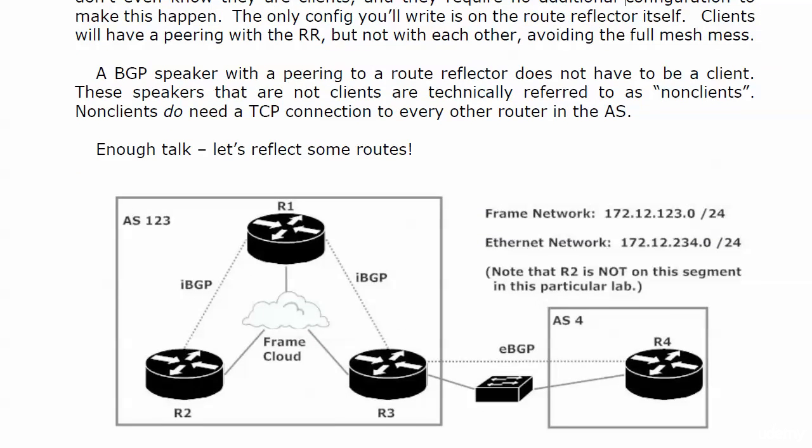And here's the setup. And while we're using the same networks, frame network 172.12.123.0, router 1 being the hub and 2 and 3 being the spokes, note that the internal peerings are only going from 2 to 1 and from 3 to 1. We do not have a full mesh. Also on the Ethernet network, we're using the number 172.12.234.0, but note that router 2 is not on this segment in this particular lab. So if you want to draw that out, I think that's a great idea, but right now I'm going to go ahead and bring the equipment up.